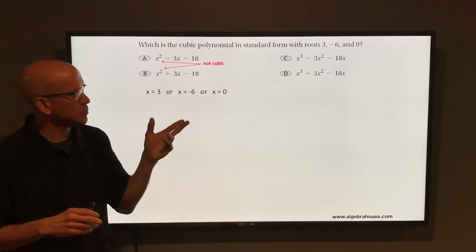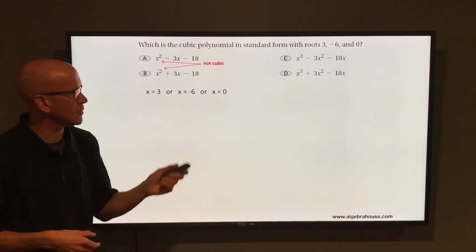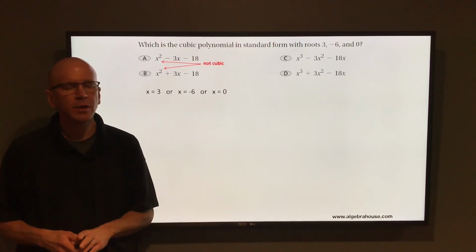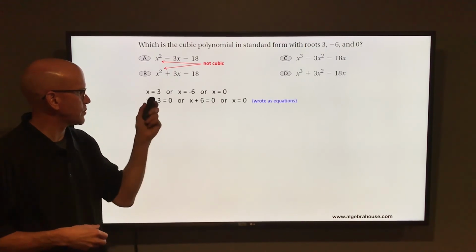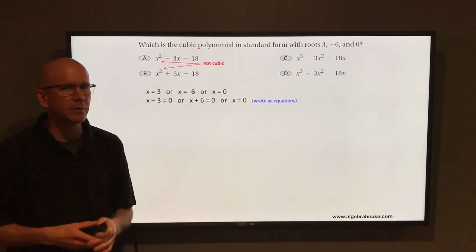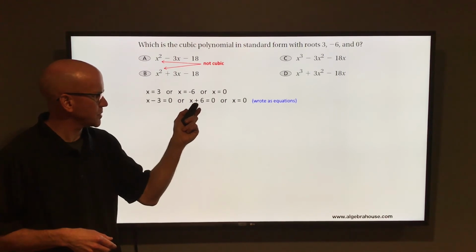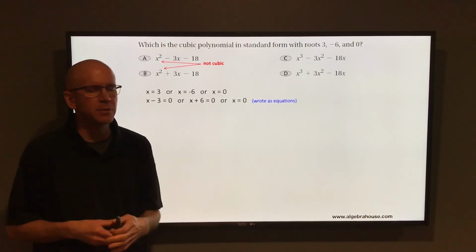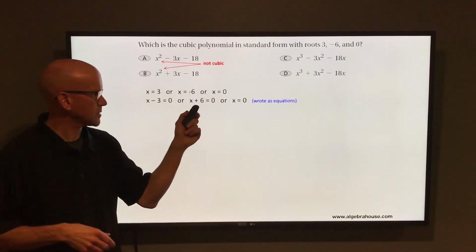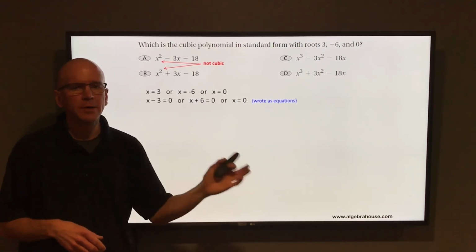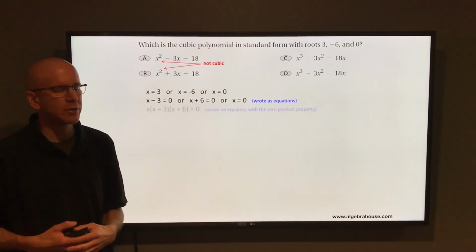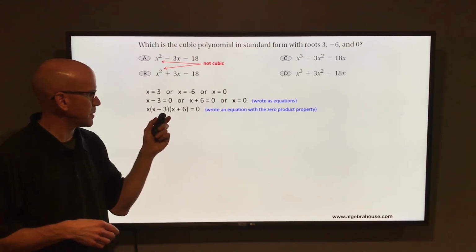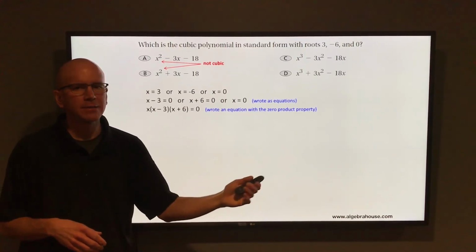Well, we know the solutions. We know x equals 3, x equals -6, and also x equals 0. So if we get each one of those equal to 0, then we can multiply those together. So in that first equation, subtract 3 from each side, you have x minus 3 equals 0. In that second equation, add 6 to both sides, you have x plus 6 equals 0. In that third one, it's already done, x equals 0. So now, x minus 3, x plus 6, and x, they all equal 0. So if they all equal 0, that means you can multiply those three together. Doesn't matter what order you multiply those in. We'll take x times x minus 3 times x plus 6. That is equal to 0.